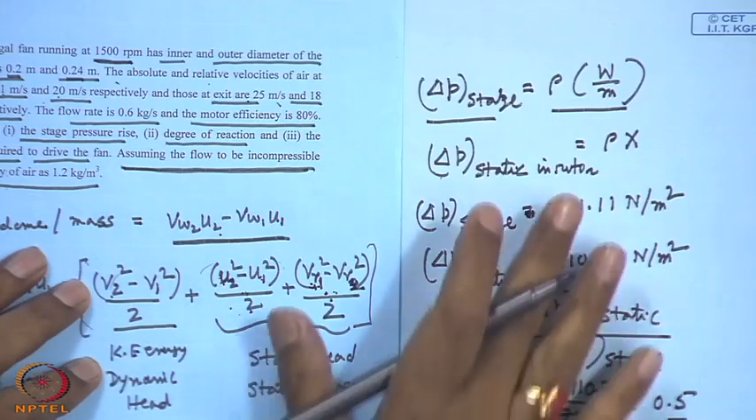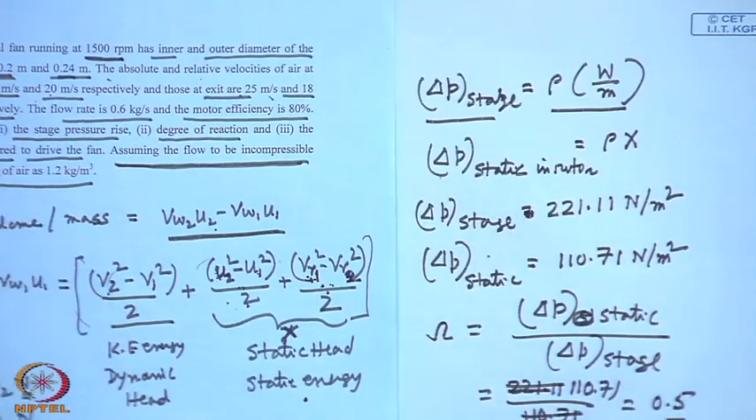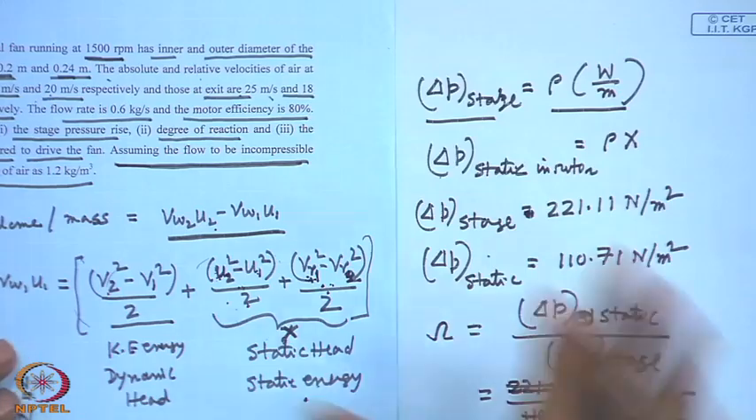Now, here this is very simple, this is numerical, but the thing is what is the concept? Earlier also, if you recall the earlier discussions, the degree of reaction was defined in terms of the static head or the static pressure change in the machine divided by the total head or the total energy given in the machine. And this definition holds true for every machine.